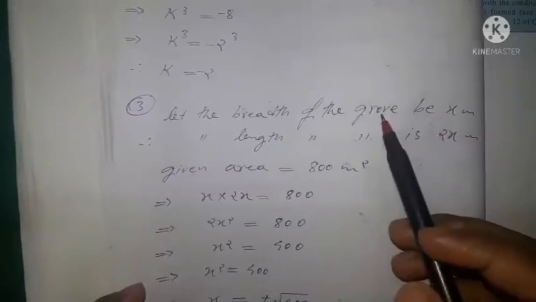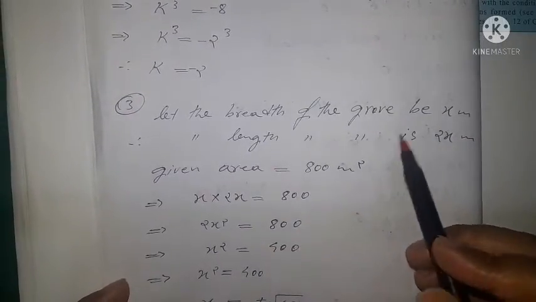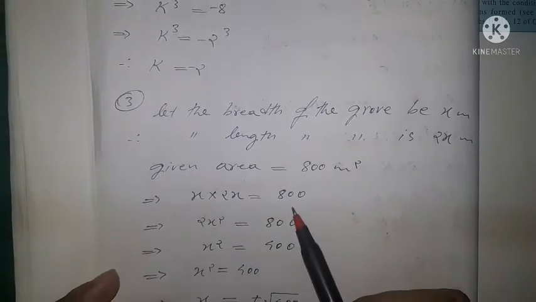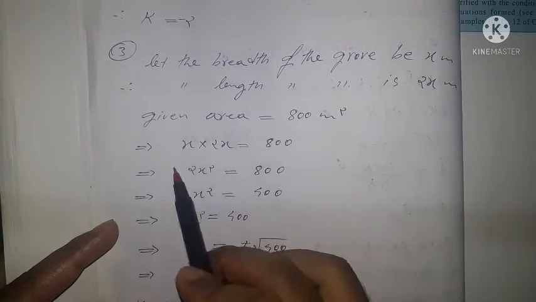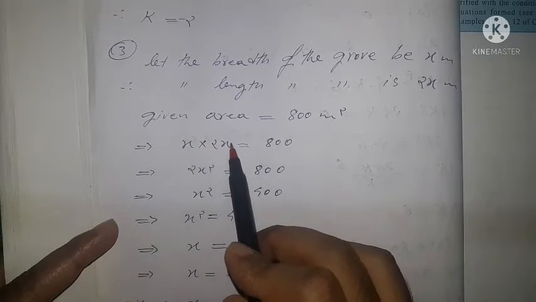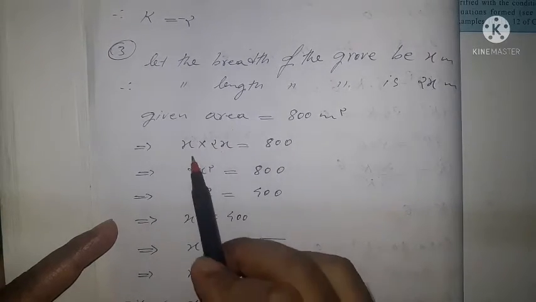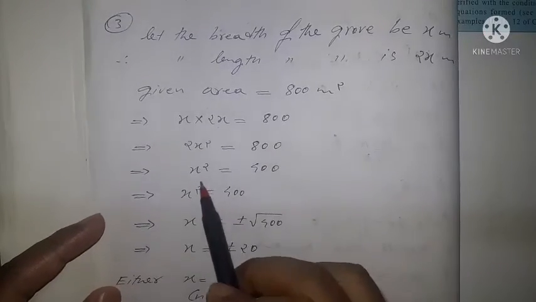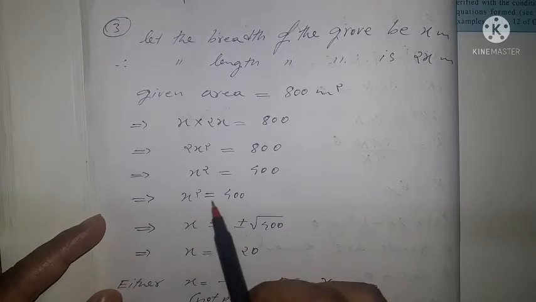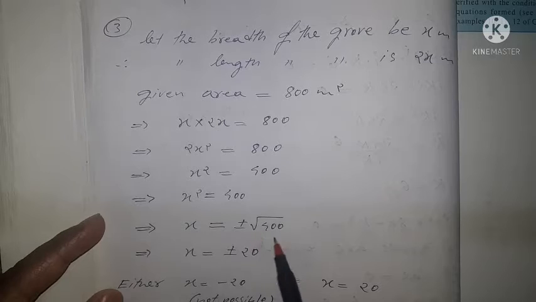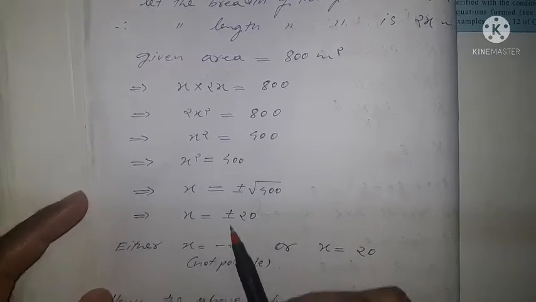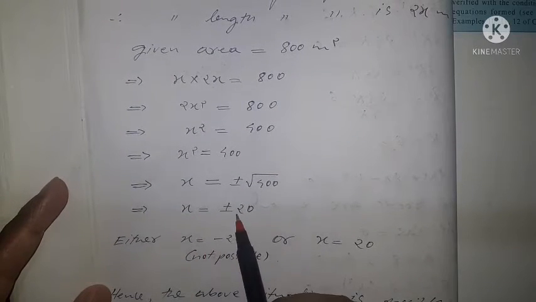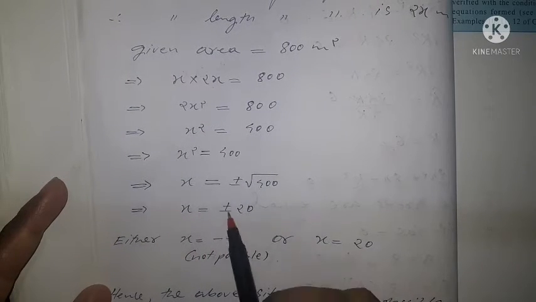Let the breadth of the grove be x. Since the length is twice the breadth, the length is 2x, and the area is given as 800. So length into breadth, that is 2x into x, is equal to 800. So 2x square is equal to 800. So x square is equal to 400. So x is equal to plus or minus root over 400, that is x is equal to plus or minus 20. That means either x is equal to minus 20 or x is equal to 20.